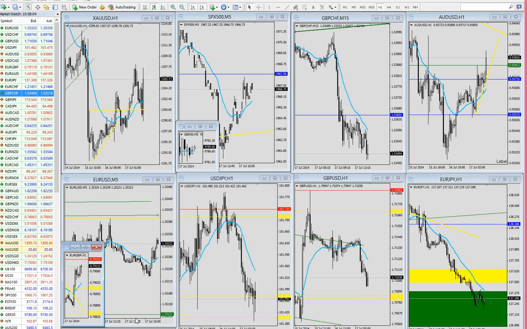If you would like to play Kiwi strengthen before the RBNZ, I would say that's via Aussie could be the name of the game, as we are retesting 20 weekly moving average. Of course, if we are going to close above tomorrow, that's gonna be a bullish indication.